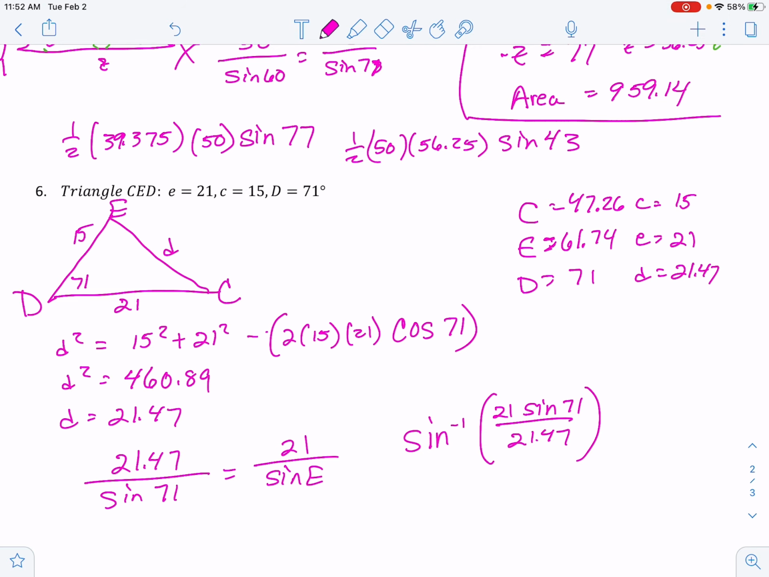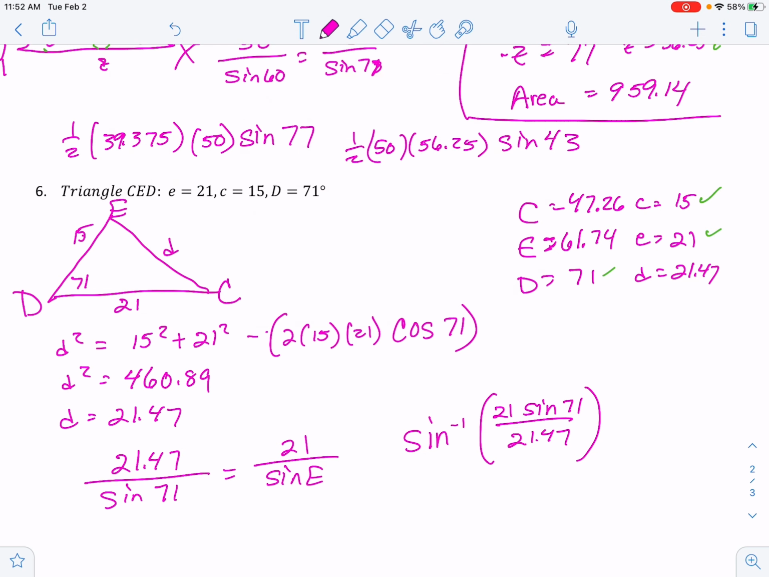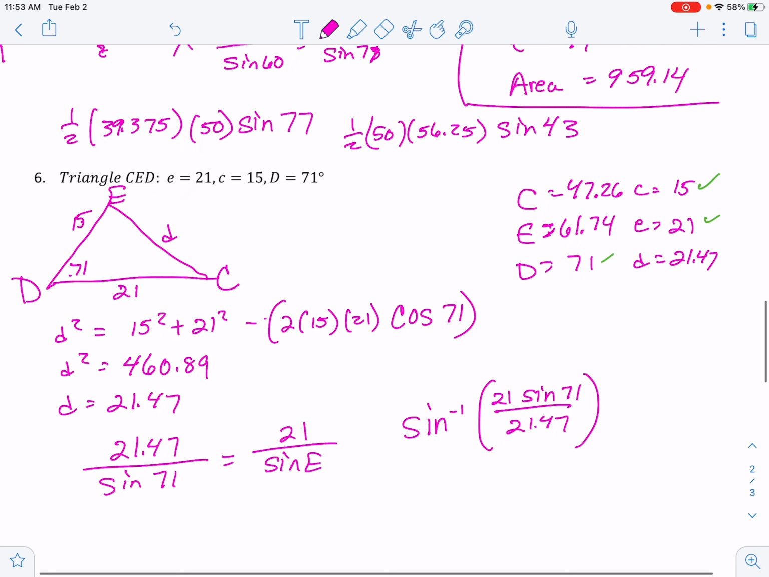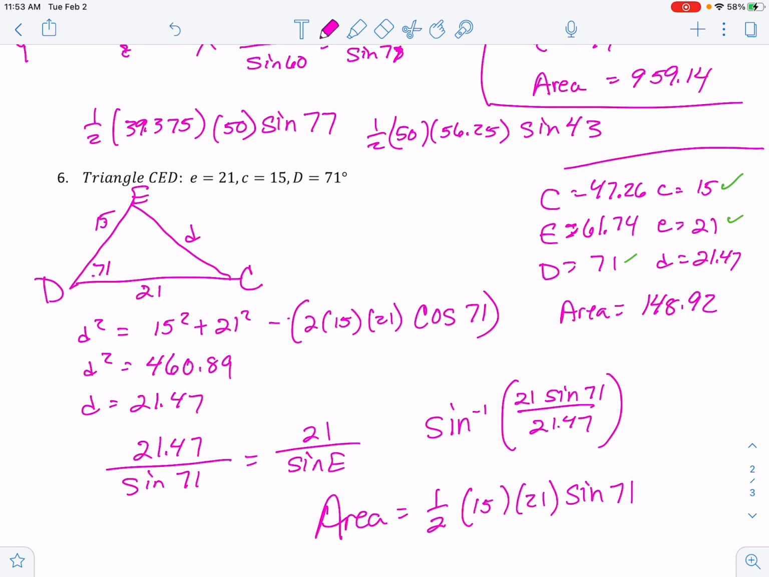And then I need area. So I'm going to find the area using the ones they gave me. I've got side and an included angle. So it's 1/2 times 15 times 21 times the sine of 71. And I got area equals 148.92. And that's all there is to the law of sines and cosines.